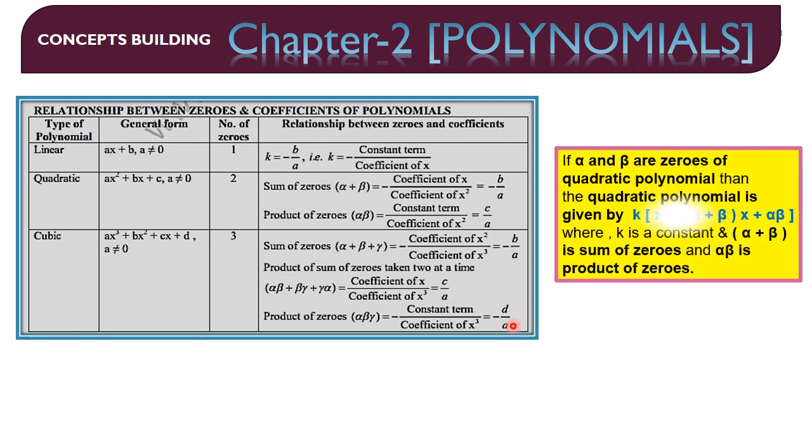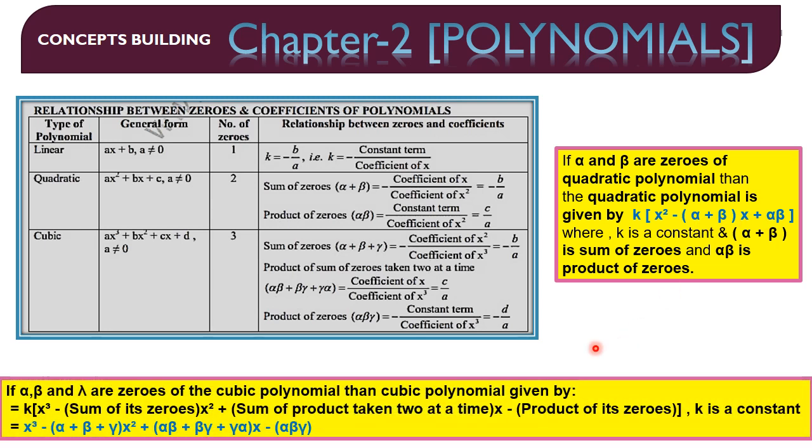Now here you have to note down these points. If alpha and beta are the zeros of the polynomial, then the quadratic polynomial is given by this expression, that is k bracket x square minus sum of the zeros into x plus product of zeros. Same way we have one for cubic also, that is k bracket x cube minus sum of its zeros into x square plus sum of the products taken 2 at a time into x minus product of its zeros, where k is a constant. So you have to remember these two relations, so that while framing the quadratic or the cubic polynomials, we will apply these expressions.